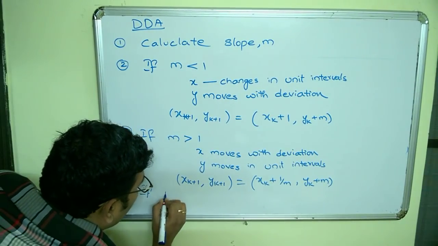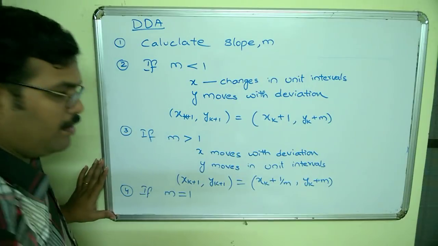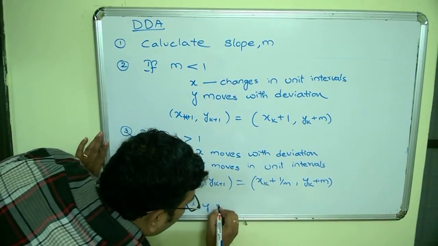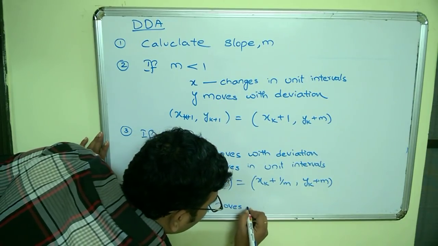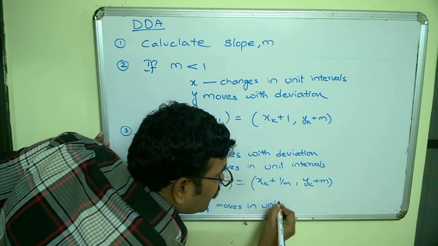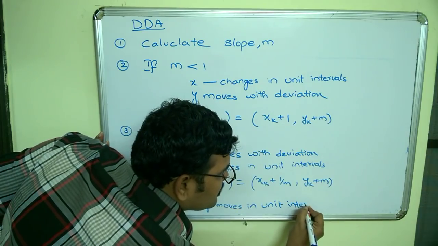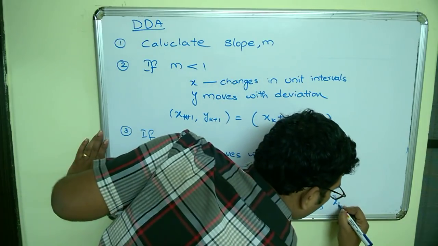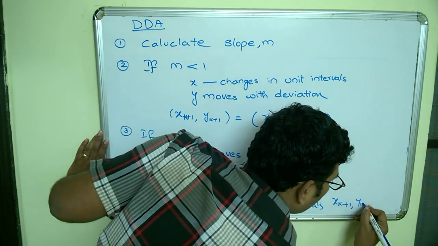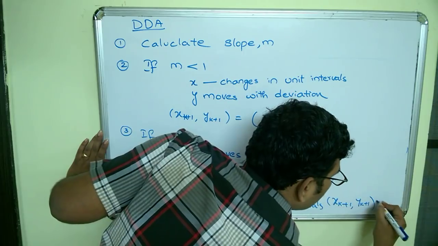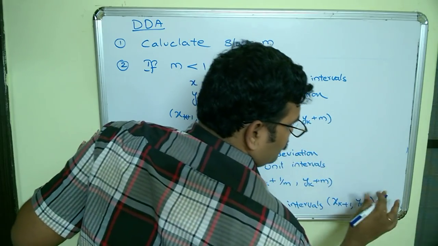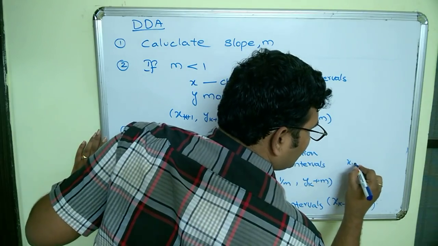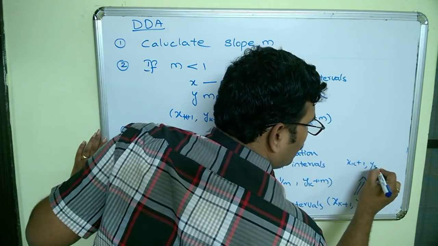If m is equal to 1, x and y move in unit intervals. That means xk plus 1 comma yk plus 1 is equal to xk plus 1 comma yk plus 1.